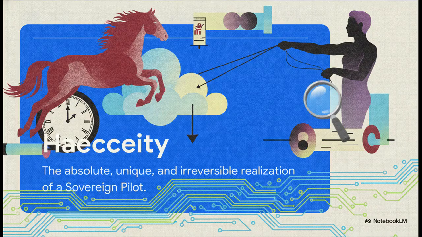Which brings us to this ultimate philosophical concept, haxiety. I know, $10 word, right? But it essentially just means the unique thisness of a thing. It proves that an event can't just be some theoretical idea floating in a cloud. It demands absolute, unique, and irreversible realization. It demands a specific time, like exactly 10 p.m., a specific tool, like a very good horse, and a specific human pilot pulling the strings to make it undeniably real.